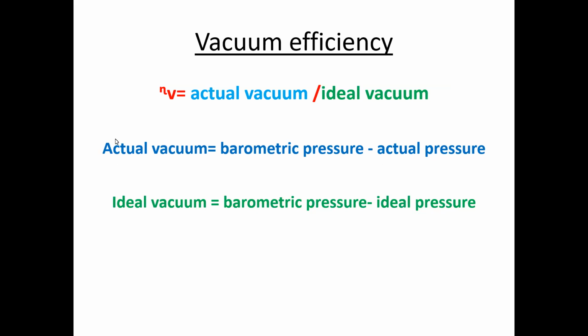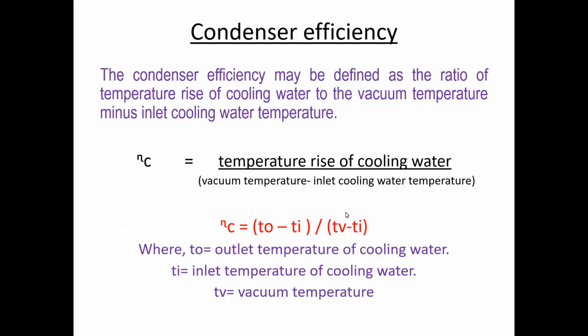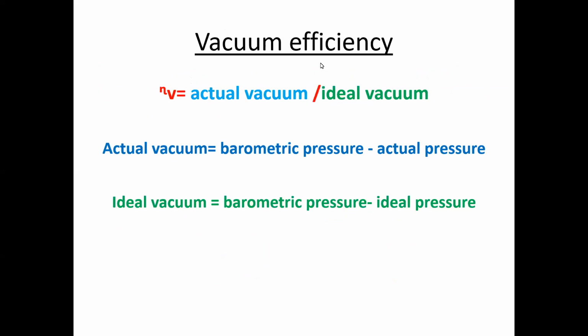So you have to calculate the actual vacuum using this formula and the ideal vacuum using this formula, and then finally the vacuum efficiency using this formula, that is actual vacuum divided by ideal vacuum. So this is about the vacuum efficiency. In this we have covered two types of efficiencies related to condensers: one is the condenser efficiency and the other is the vacuum efficiency.